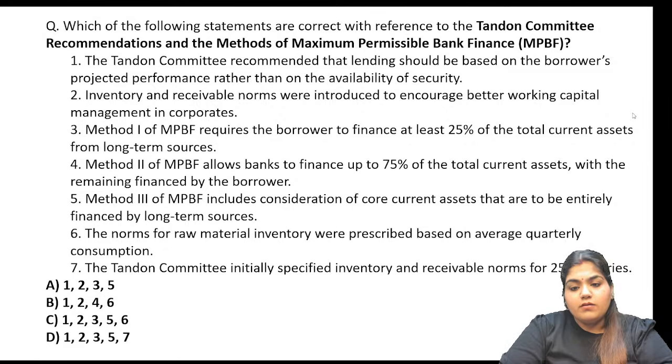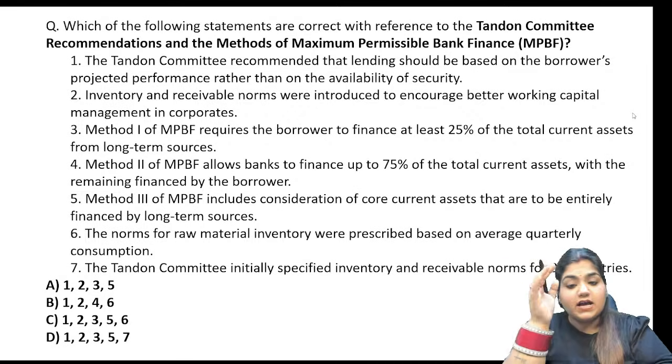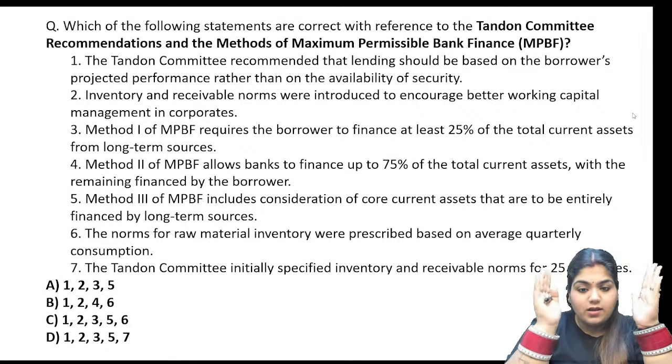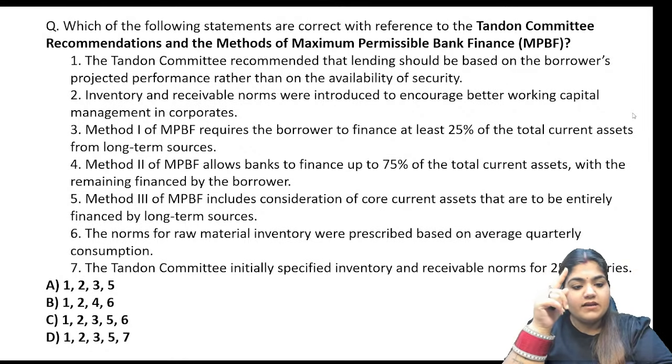Method 1 is when borrower must bring in at least 25% of the total assets. Yes, you should. Method 1 is correct. Statement number 2. Method 2, bank finances 75% of the current assets minus current liabilities. They do not finance the total current assets. They finance current assets minus current liabilities. Statement number 4 is incorrect. The moment 4 gets incorrect, we eliminate B. Statement number 5 is correct.